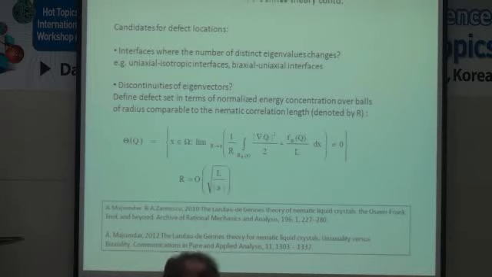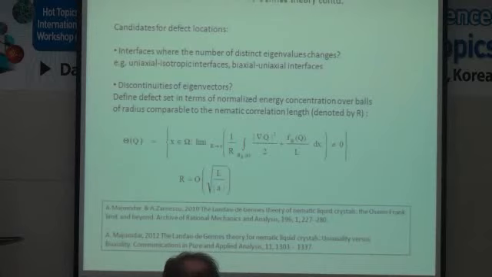So if you want to think of these defects as being singularities in the eigenvectors, then these singularities have to be localized on interfaces where the number of distinct eigenvalues changes. So if there are any singularities in the eigenvectors, they have to be localized on either isotropic-uniaxial interfaces, isotropic-biaxial interfaces, or uniaxial-biaxial interfaces. And I think this was briefly mentioned in the 2010 paper.